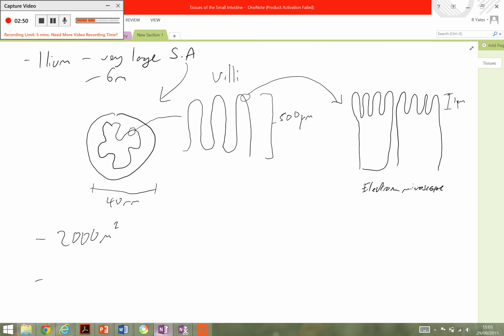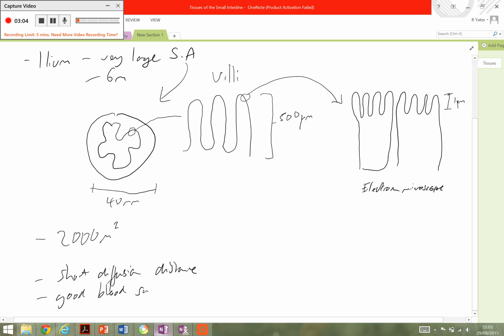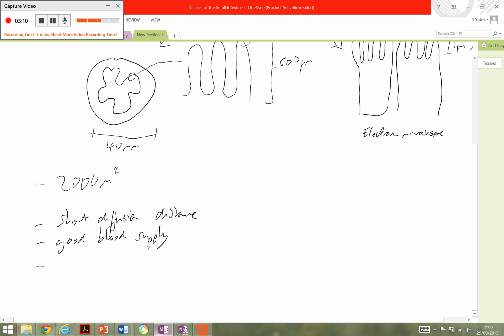With greater surface area, you've also got a short diffusion distance. That means the molecules don't have to travel as far, so therefore it takes less time. You've got a good blood supply, and you basically maintain a very high concentration gradient. That is done by this very good blood supply, so it's constantly taking molecules away and making sure the concentration gradient is really great.